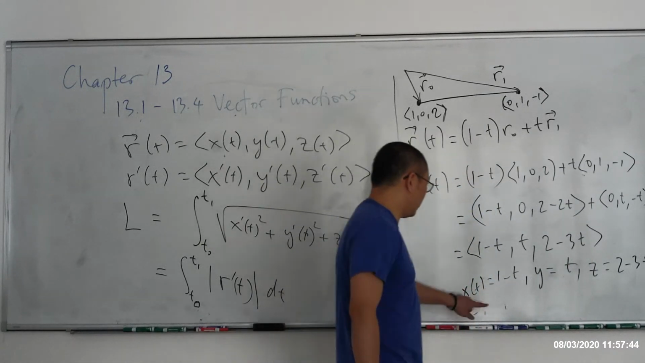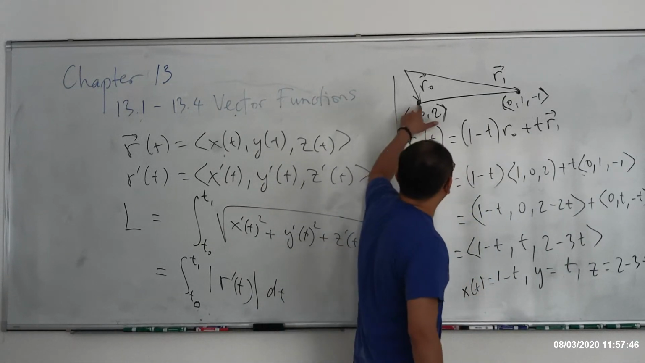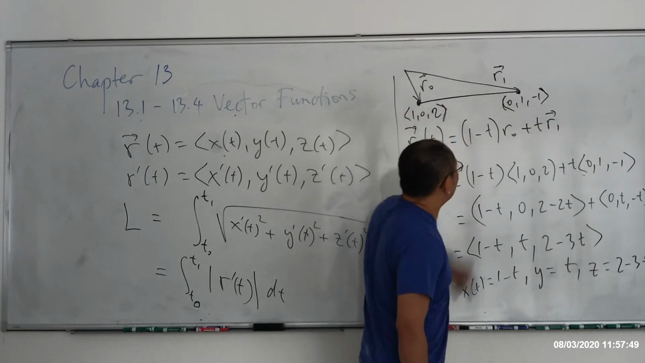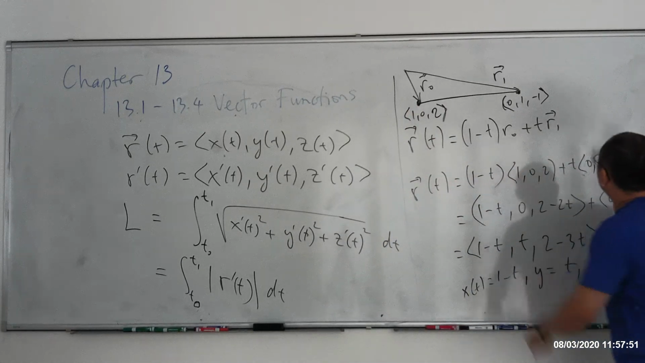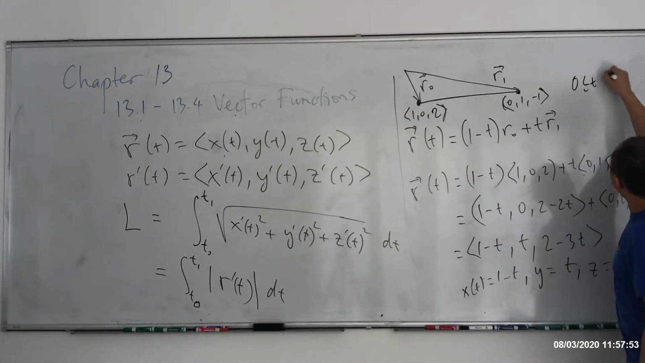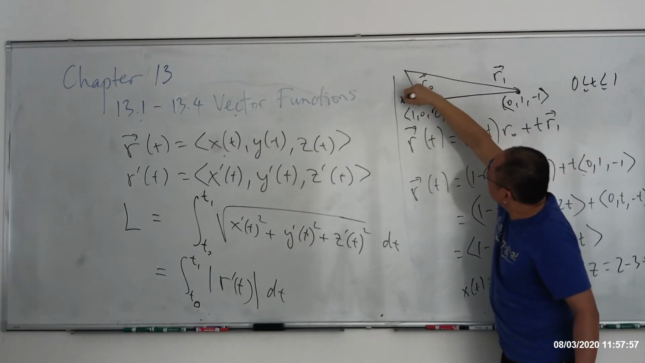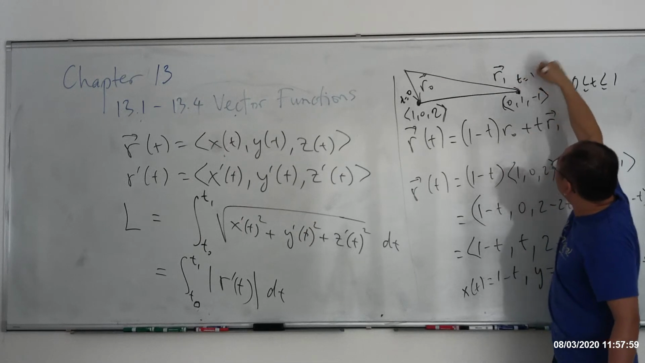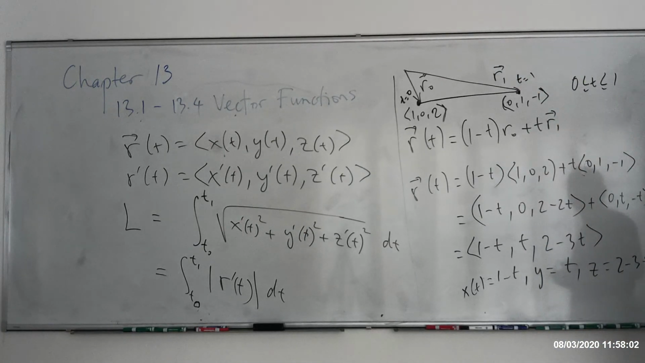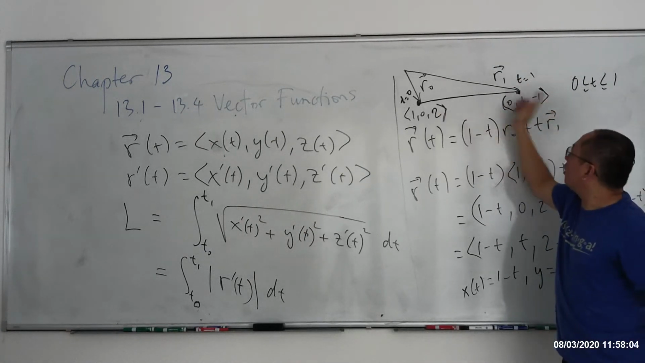And this is really the equation of the line segment from r0 to r1. In this formula, the condition is 0 less than or equal to t less than or equal to 1. We start with t equal to 0, and we end here with t equal to 1. And if you go from here to there, it's going to go backward.